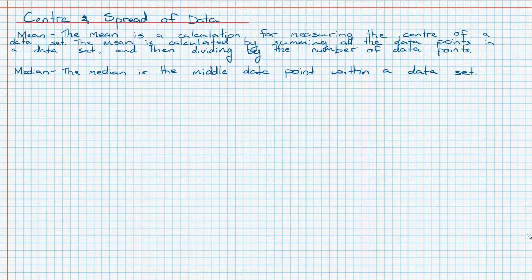Now, consider if we have a data set with an even number of data points. What that means is that we're not going to necessarily get a single middle data point, but rather we're going to get two middle data points, in which case, to find the median from this, what we need to do is take the average of the two middle data points.